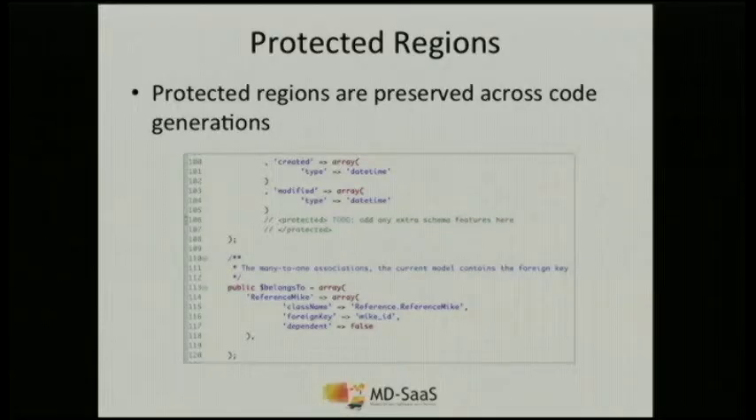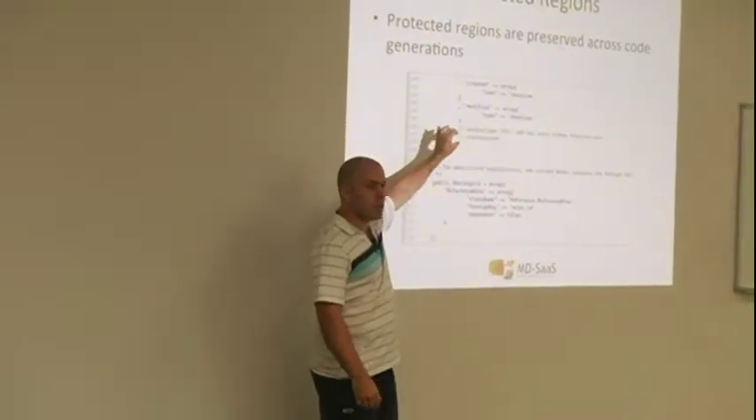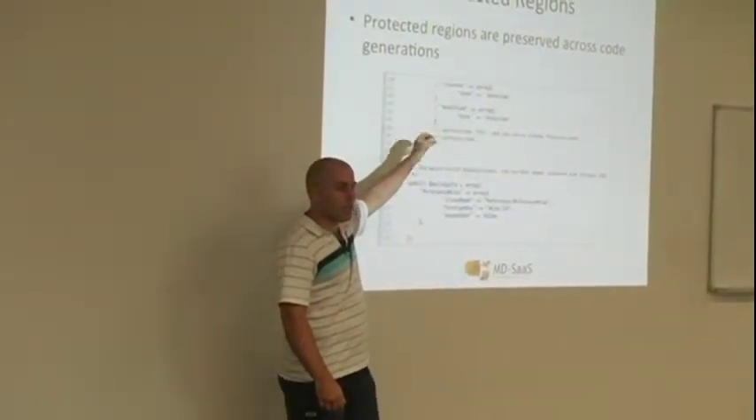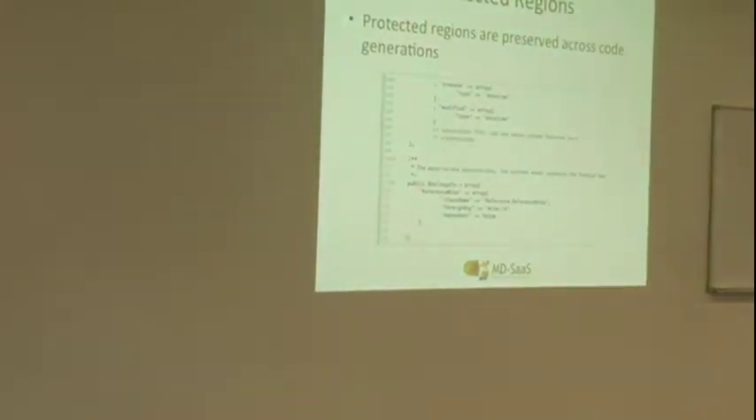And how you do that is quite simple. This is a PHP file. You've got the concept of a protected region, and this is what most of the MVC frameworks don't have. So you write some code in there, and the next time the code's generated, that's preserved across generations. That's simply how you augment your code with manually crafted code.